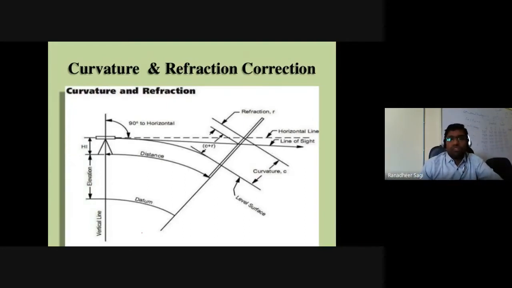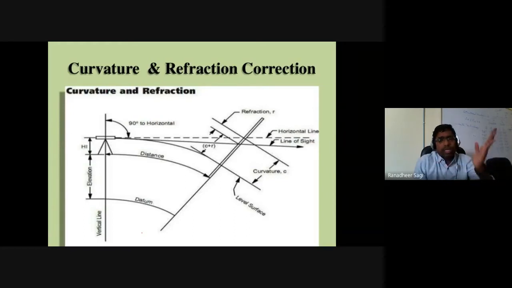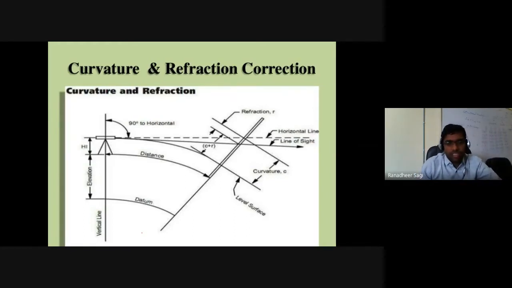And the effect of refraction comes into picture. Your line of sight is not exactly going to be bisecting the leveling staff. Rather, you will have a refraction with regard to your line of sight, and then your readings measured are not very accurate because of that curvature effect, which in turn introduces refraction. Now, just look here.